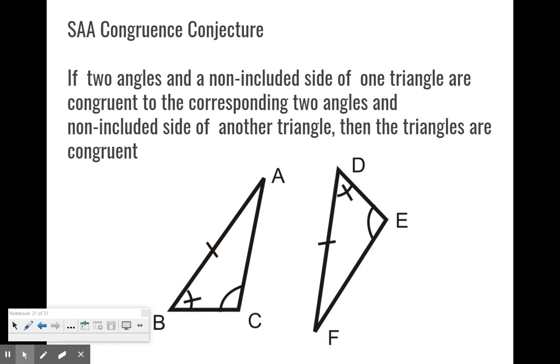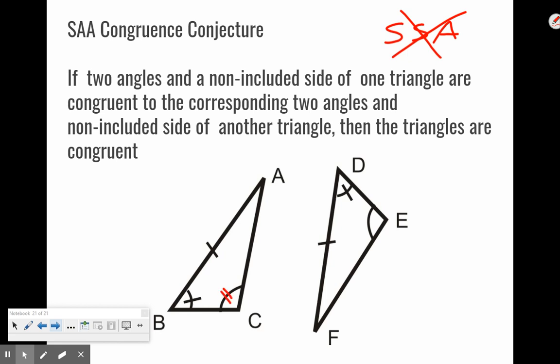SAA Congruence Conjecture, side-angle-angle. This is one that's always a tough one for people, because it's very similar to the SSA congruent shortcut, which does not work. So the SSA, if you remember, that one does not work. So people get easily confused with these. When we have two angles and one side, then the two triangles are congruent. Really, anytime you know two angles and a side, it's going to be a congruent shortcut.